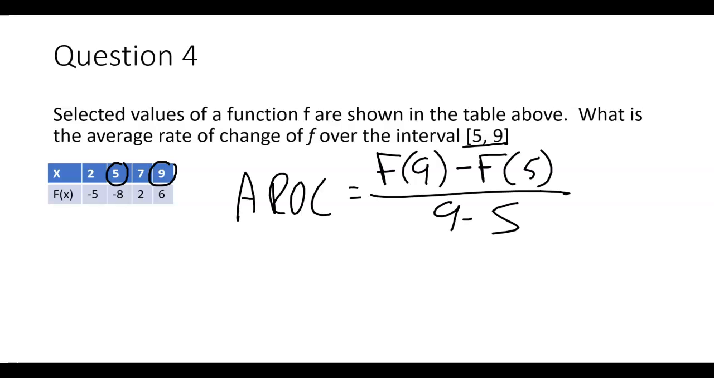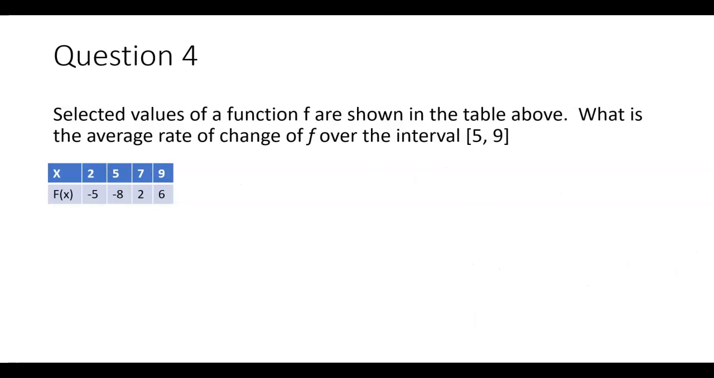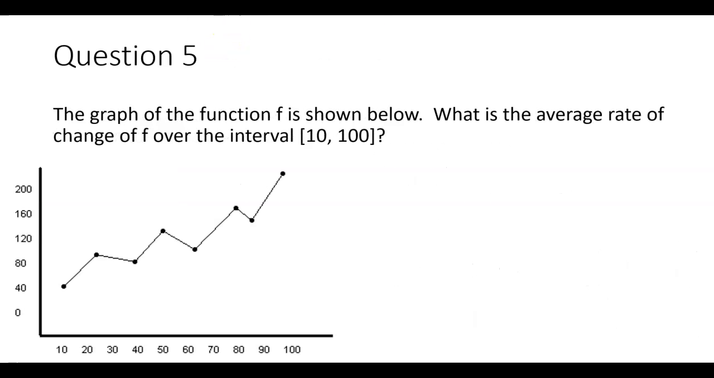Okay, and so f of 9 is 6, f of 5 is negative 8, and 9 minus 5 is 4, so we end up with 14 over 4, which can be reduced to 7/2. Okay, and so that's how you find an average rate of change. Pretty straightforward. Let's go ahead and move on to question number 5 here.